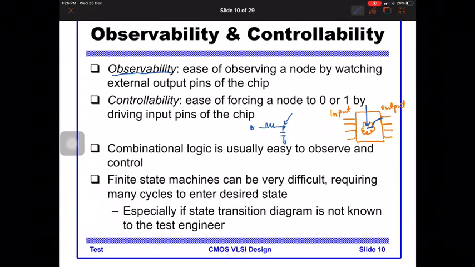Okay, now the next point. The next point is controllable.